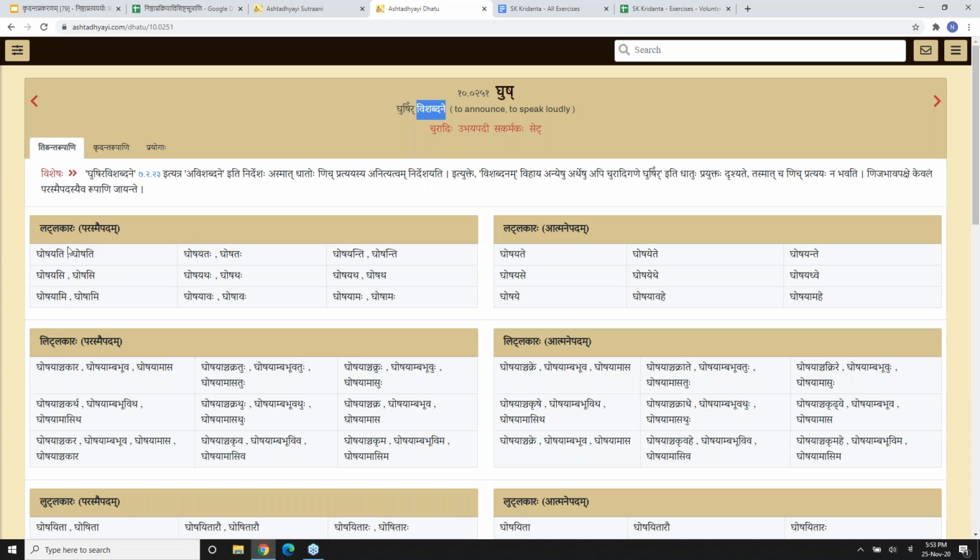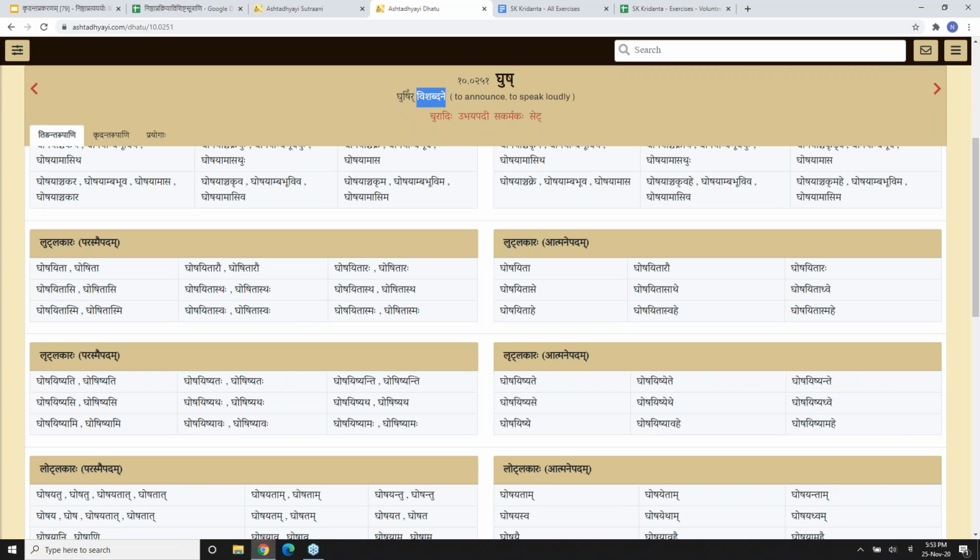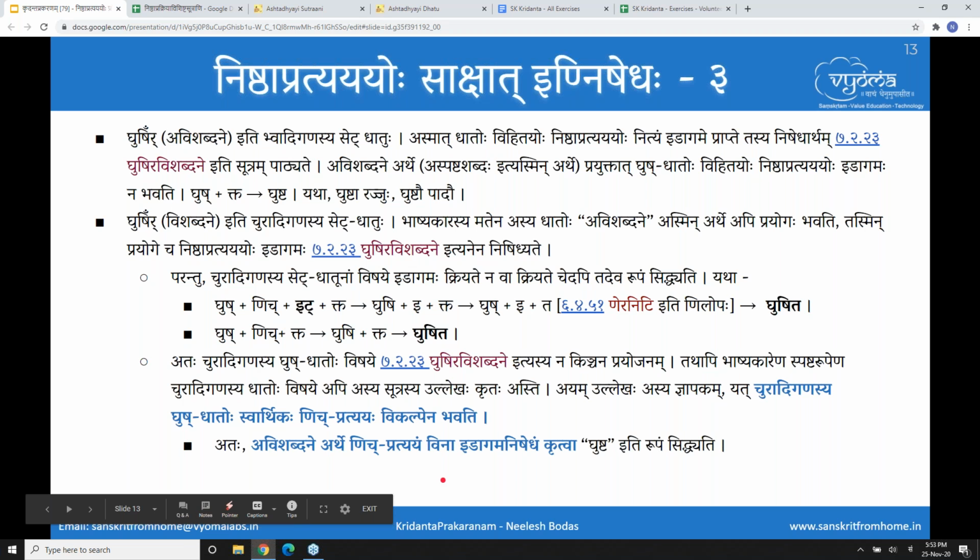Therefore, you can have forms like ghoshati or ghoshita or ghoshishyati. All these forms are acceptable. And now you can see the difference. When you are using the ghusha dhatu of the churadigana in the avishabdana sense, it will behave exactly like the bhvadigana avishabdana dhatu. It will not have a nich pratyaya, and you will get the ghushta final form.